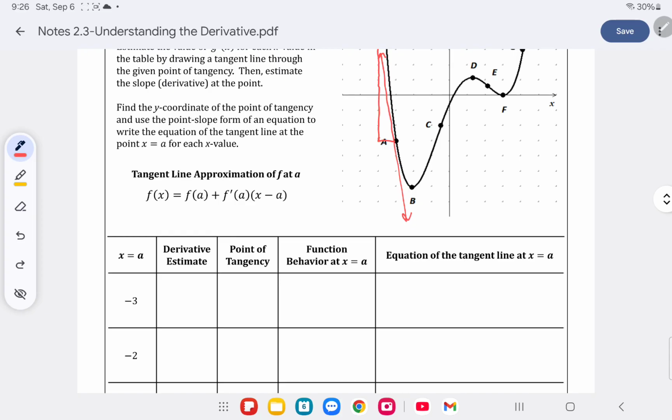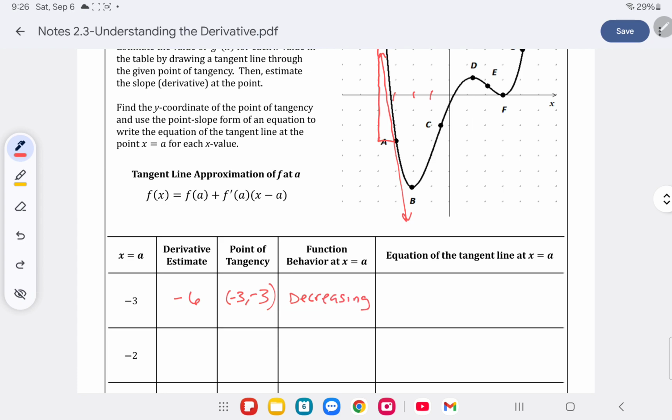Oh, is A -3? Yeah, that was at -3. So A is at -3. It's the point -3, -3. I got a derivative estimate of -6. So slope of the tangent line was about -6. Function behavior, that means increasing, decreasing, or constant. So our slope is negative, so that's decreasing. The function is decreasing there.